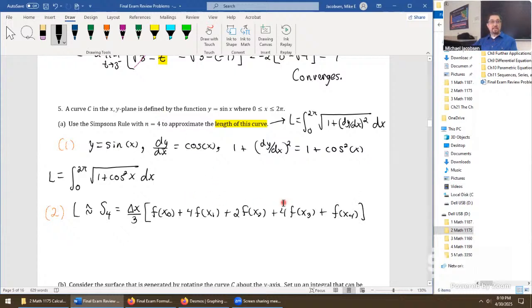There's 5 values, so that's typical. It seems kind of weird when n is 4, but you have 5 terms, but that always happens for Simpson's rule, trapezoid rule. Any questions so far, folks, with this setup?